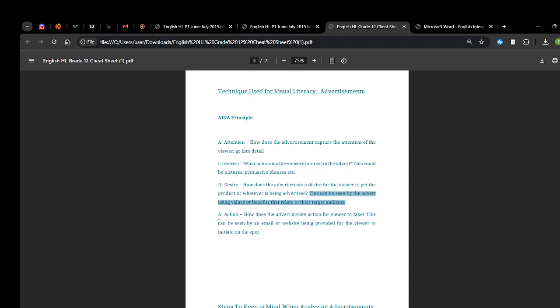And then the last one, guys, in the ADA principle, the last A, stands for action. So how does this advertisement invoke action for the viewer to take? This can be seen by an email, website, or even phone numbers being provided for the viewer to initiate action on the spot. So for the action part, you can say, how does this advert invoke action? It invokes action by emphasizing that the viewer must call this number if they want to get the next Red Bull, or that the Red Bull is running out.